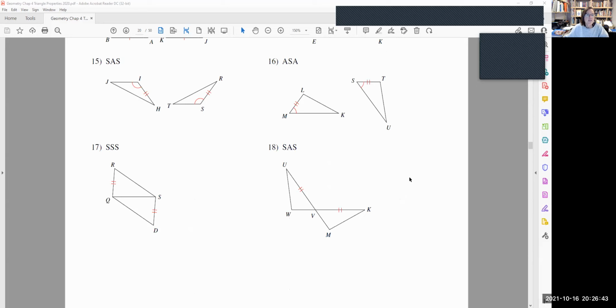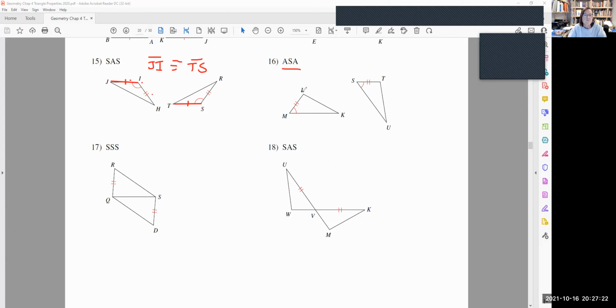Roll on down to the last bit here. Side angle side. Hopefully you can see we're talking about JI, right? I'm going to try to make that a little neater with a straight line here. JI is congruent to TS. Again, the angle has to be in the middle, between both sides. So the fact that it's rotated doesn't make a difference. So now I have side, angle, side. So JI congruent to TS, all right?